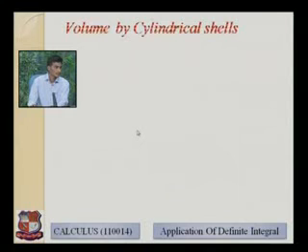Now the next method is volume by cylindrical shells. Now in this method we will not directly find the volume of the given disk, but we use another approach, that is, here we will use the definition of volume same as we have used in the preceding methods, but here we will take slicing in a different way.